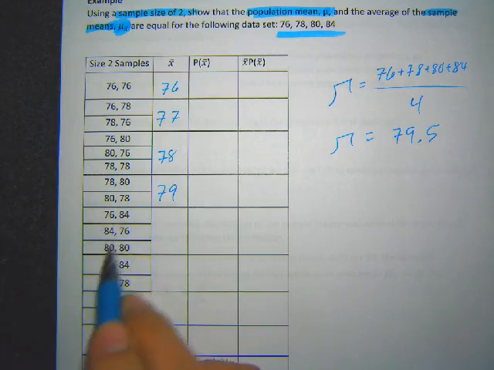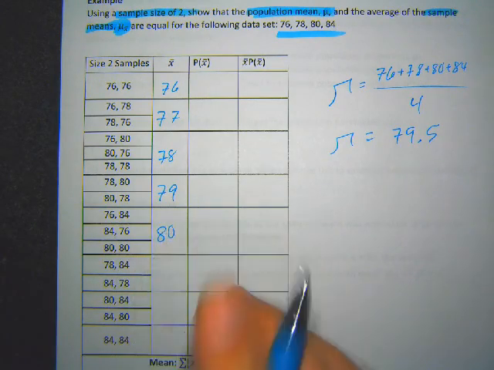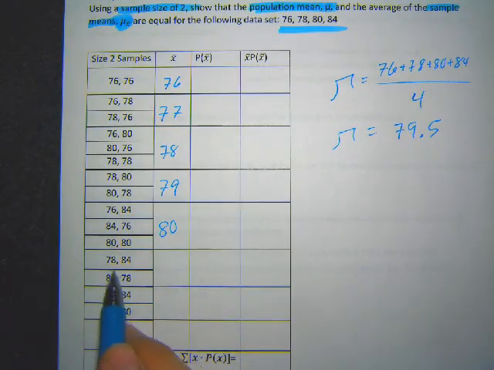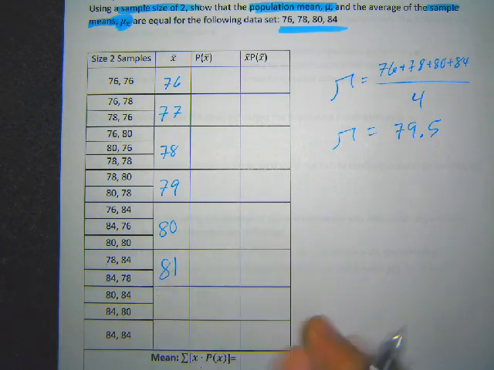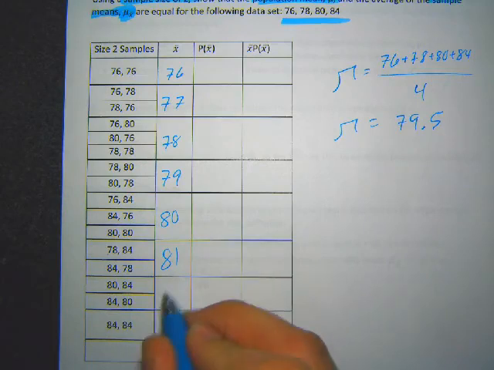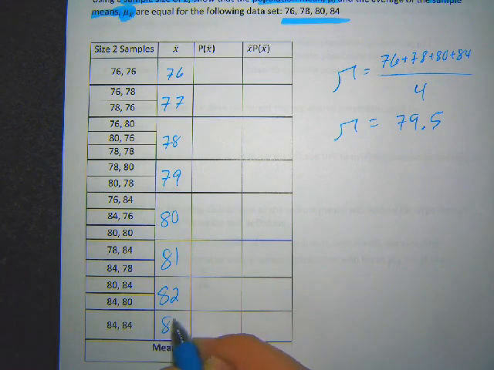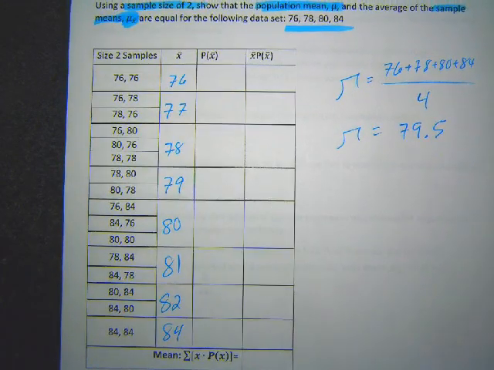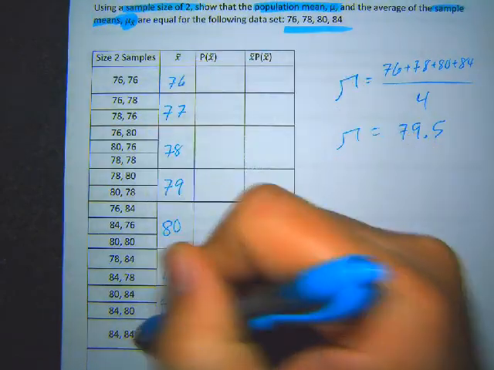Next set here, I have an average of 80. This set here, what is it? I think it's 81. These ones have an average of 81. These ones have an average of 82, and this one has an average of 84. Okay, so we found the means. These are the averages for all these sets.